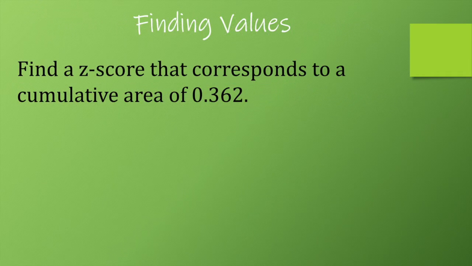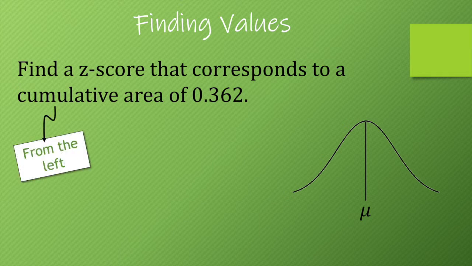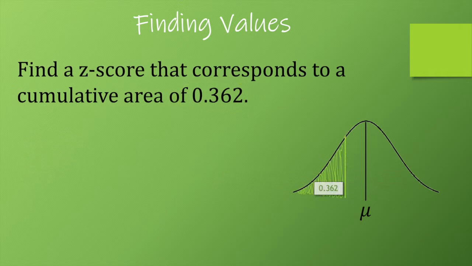Find a z-score that corresponds to a cumulative area of 0.362. So here's our normal distribution, and cumulative means that we're coming from the left. So if you come from the left, first you run into the first 50% of the data, hop over the mean, and you get the second 50% of the data. We're interested in the cumulative area of 0.362. So it looks like this. We don't quite hit the full 50% of the data.